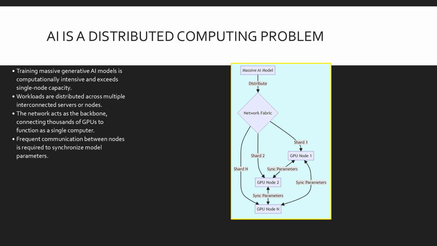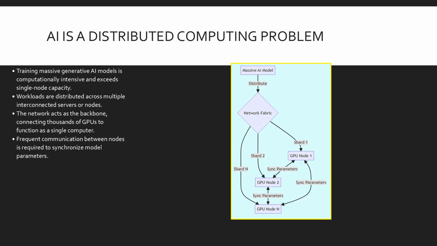In this environment, the network acts as the backbone of the data center. Thousands of GPUs must work in concert, frequently pausing their computations to exchange huge amounts of data. If this communication is slow, the entire training process suffers. Therefore, the network's ability to handle this distributed load efficiently is just as important as the speed of the GPUs themselves. This diagram visualizes the distribution of an AI workload.